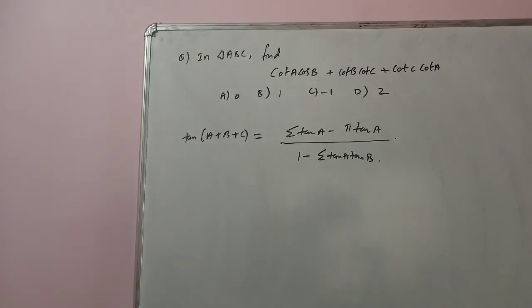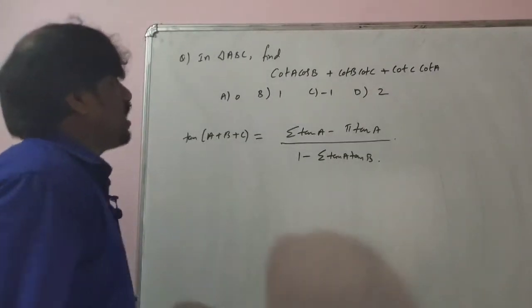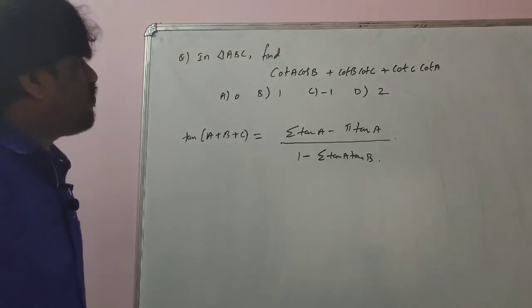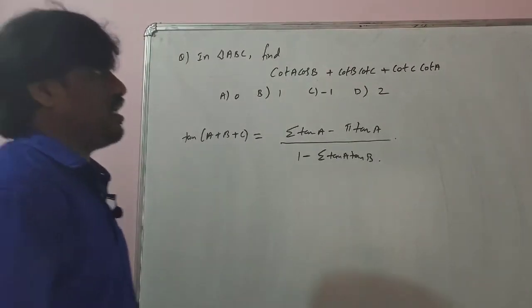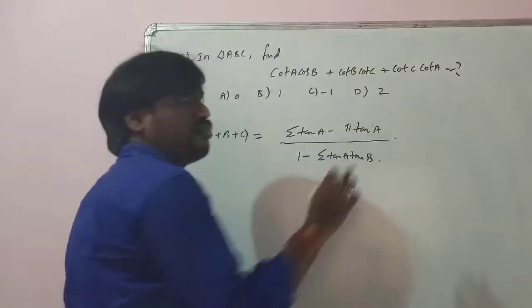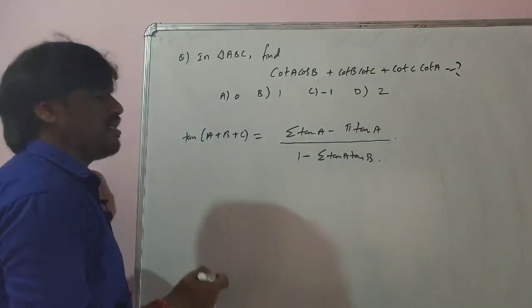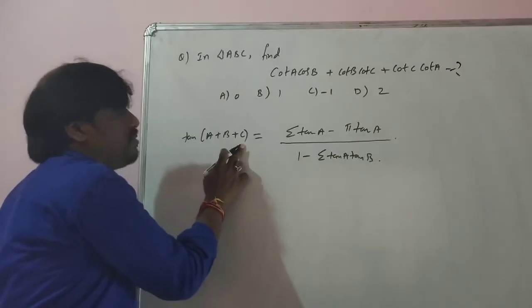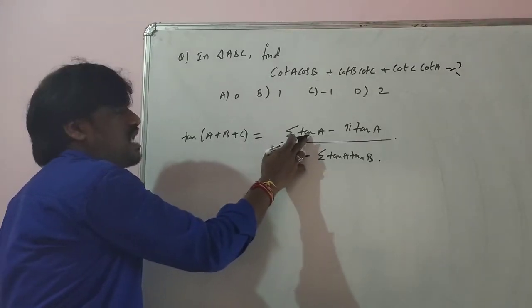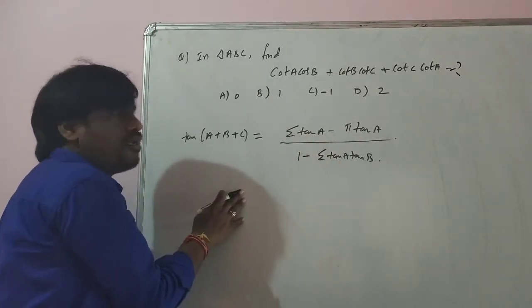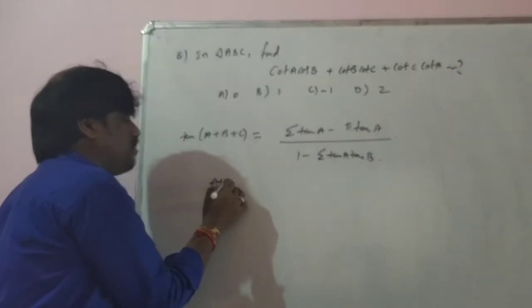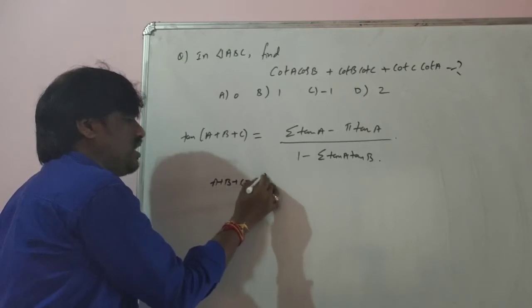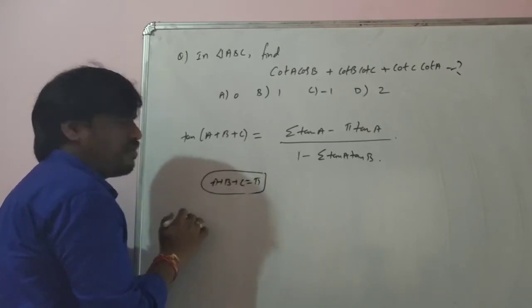Students, let us see the next question. In a triangle ABC, find cot A cot B plus cot B cot C plus cot C cot A. This value you have to find, and this is a most important question asked in previous years. Tan of A plus B plus C is equal to the formula sigma tan A minus pi tan A upon 1 minus sigma tan A tan B. You know that A plus B plus C is equal to 180 degrees.